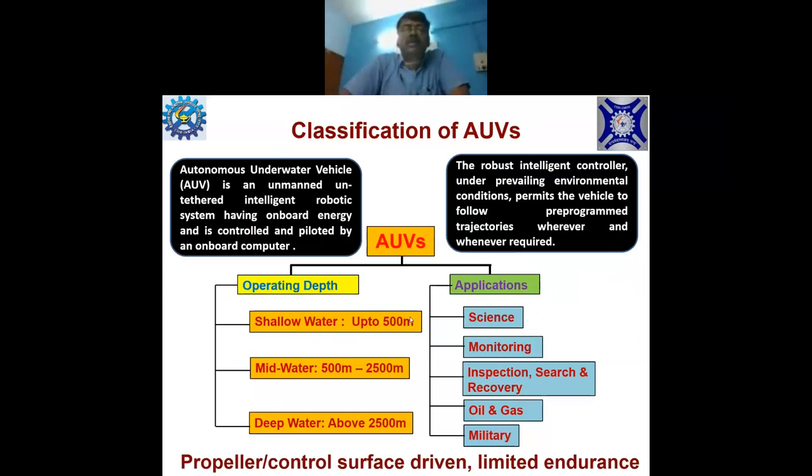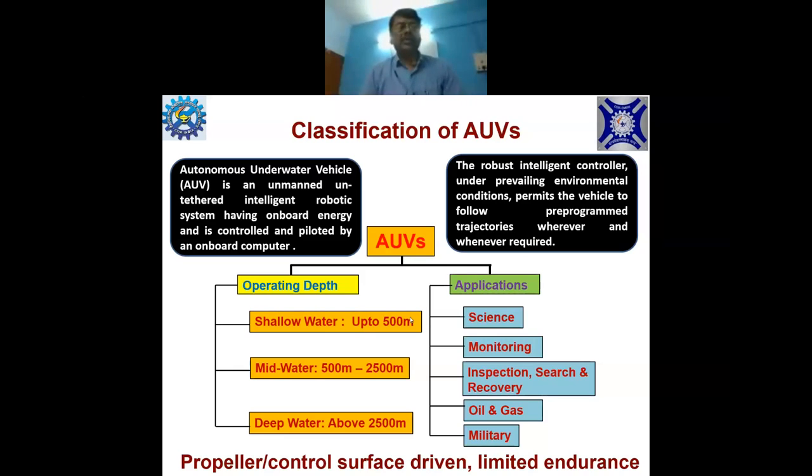So if you see the classification of autonomous underwater vehicles, an autonomous underwater vehicle is an unmanned, untethered, intelligent robotic system having onboard energy and is controlled and piloted by an onboard computer. The robust intelligent controller under prevailing environmental conditions permits the vehicle to follow pre-programmed trajectories wherever and whenever required.